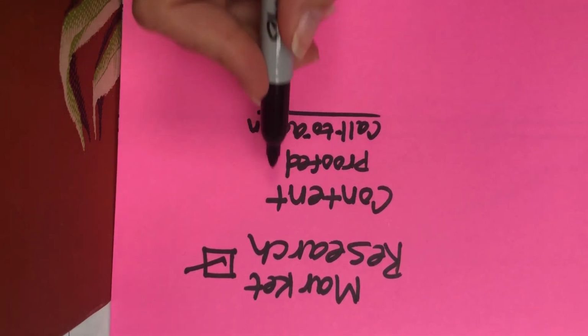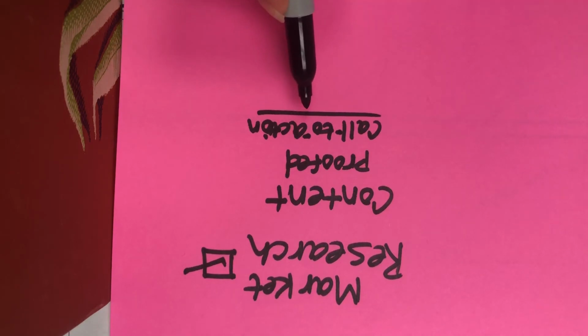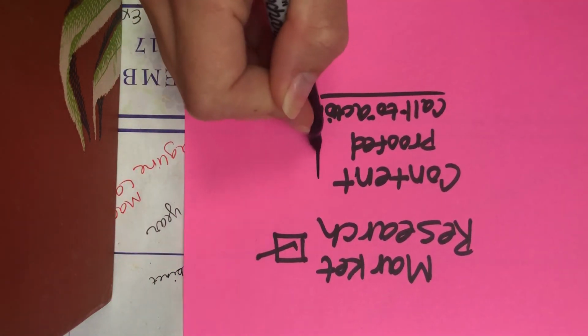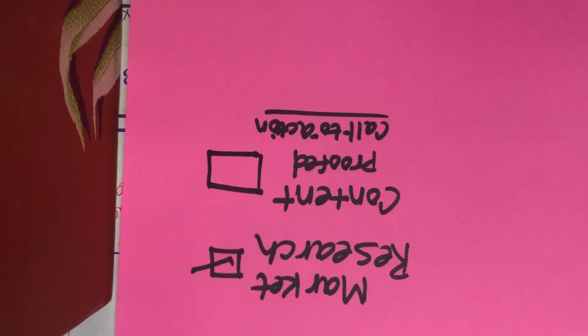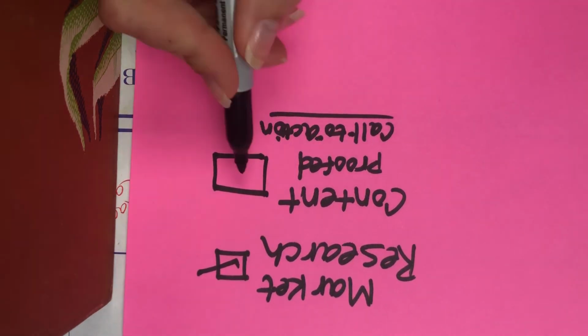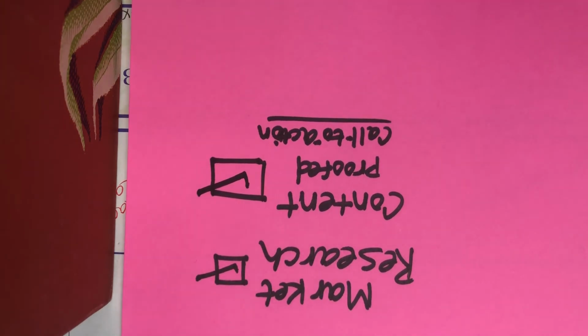So the content will need to be proofed, and then you need to make sure there's a call to action. So I'm going to put a big check here. All of those things need to be addressed before you can actually launch your campaign. Your website.